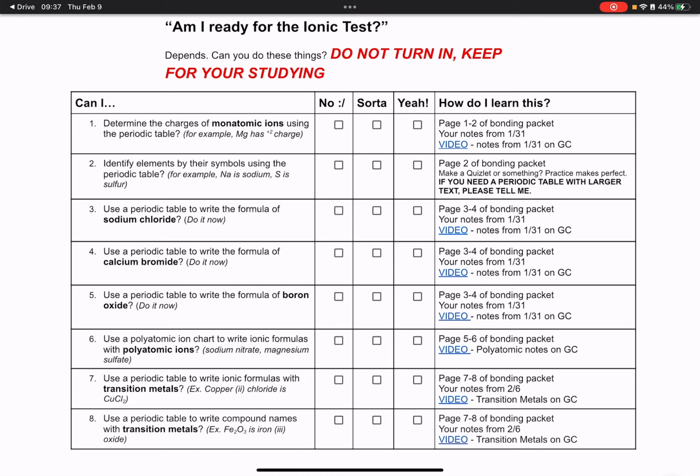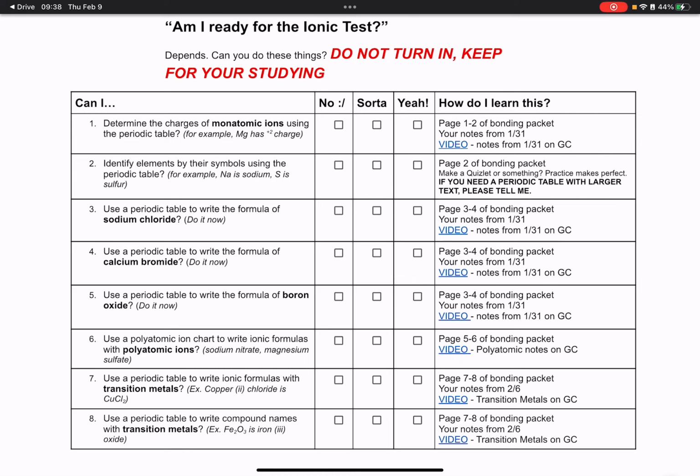Because on the test, for instance, if you look at number 3 here on the study guide, it says use a periodic table to write the formula of sodium chloride. And then number 4, calcium bromide, number 5, boron oxide. On the test, there's obviously going to be more than just 3 questions like that. So I'm not saying that you need to just memorize those formulas. You need to know how to do ionic compound formulas like those.